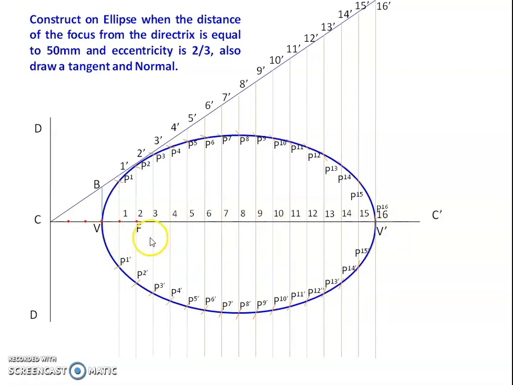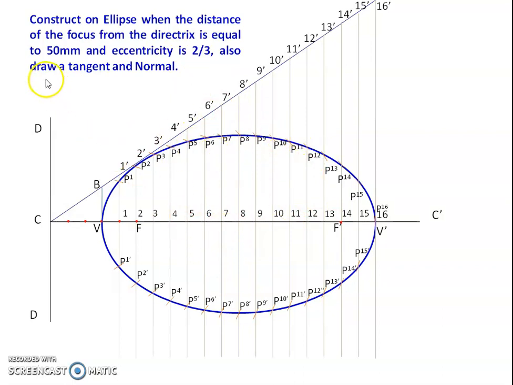Now we mark F dash. That is the VF distance, V from F is the second division from V. Similarly, from V dash, F dash is at the second division, you mark as F dash. That is called F dash. So now you have obtained one smooth curve. That is an ellipse having one smooth curve. That is called an ellipse.